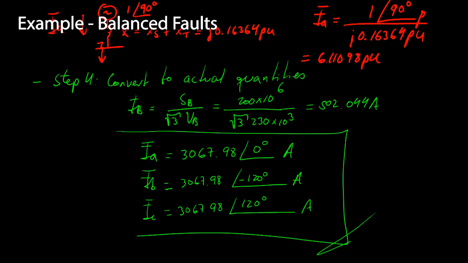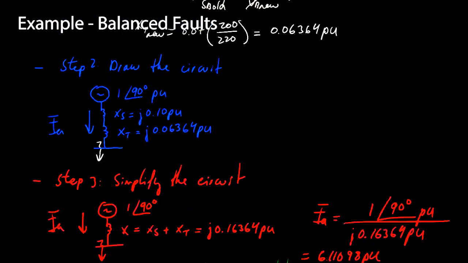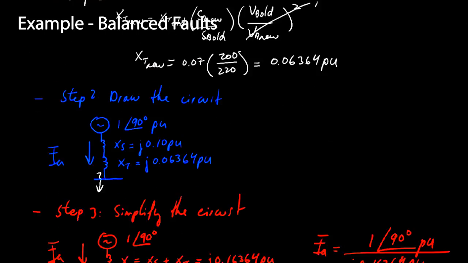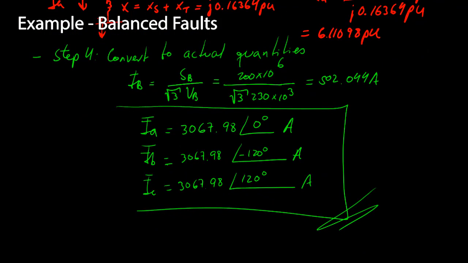So now here we have our results for our example power system over here at the top, where we have a generator and a generator step-up transformer that steps up the voltage from 13.8 kV to 230 kV, and then we're faulting the 230 kV bus. So the result, again, is over here. Because the fault is balanced, we're getting the same magnitude for all three phases. And again, they're balanced, so A phase is at 0 degrees, B phase at minus 120, and C phase at plus 120. And then the magnitudes are the same, in this case, 3067.98 amps.